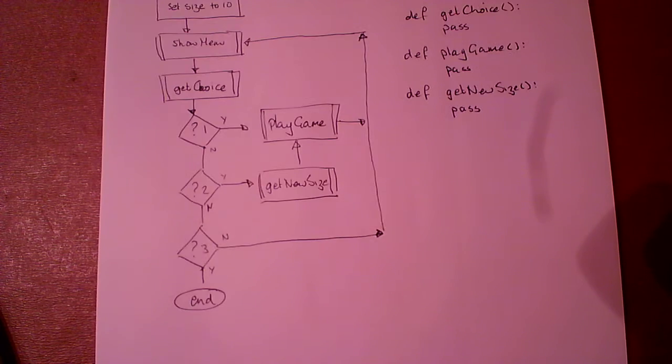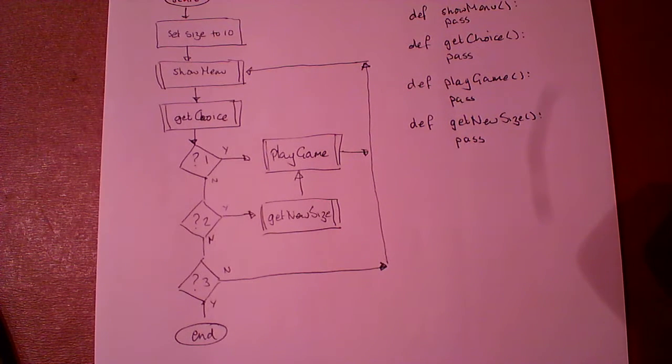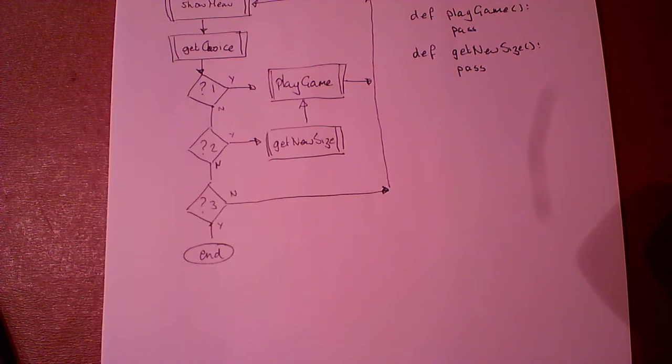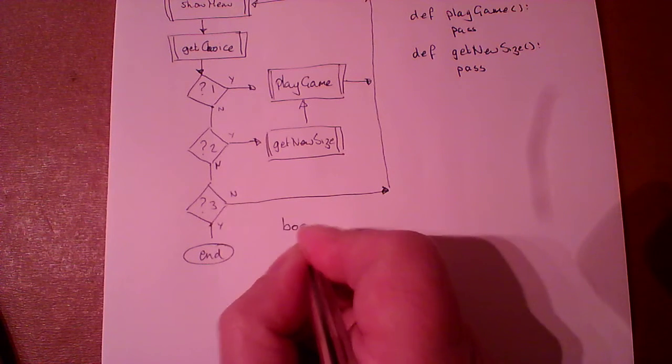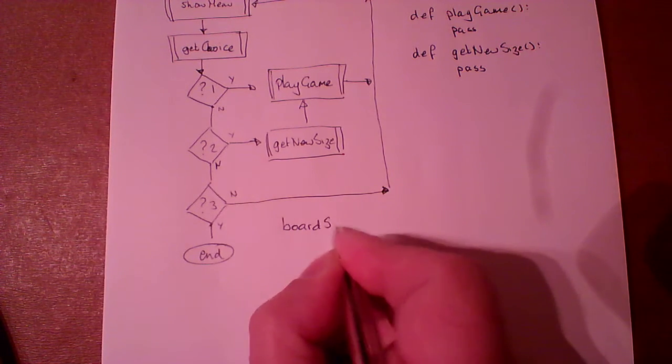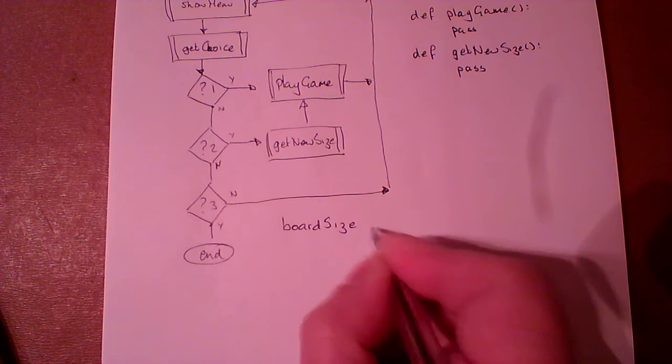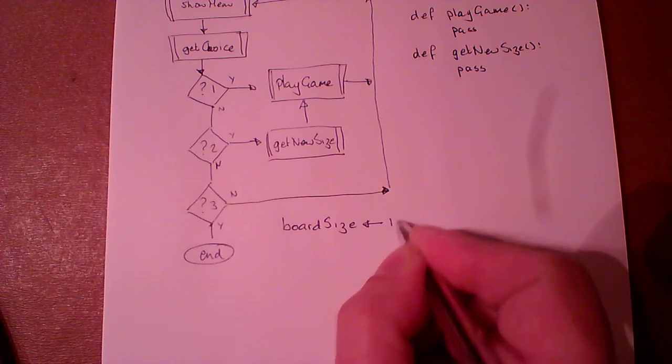So the first thing we did was set the size to 10. I'm going to use a variable instead of set size or call it size. I'm going to actually call it what it is. It's the board size, and I'm going to set that to 10. So this is the way I'm going to write that. Board size, which is the size. It's the very first line of my program. I'm going to put 10 into there.